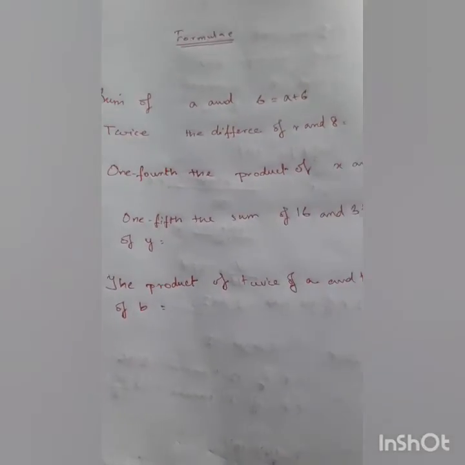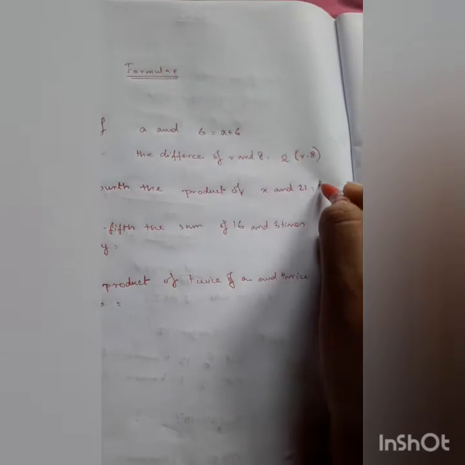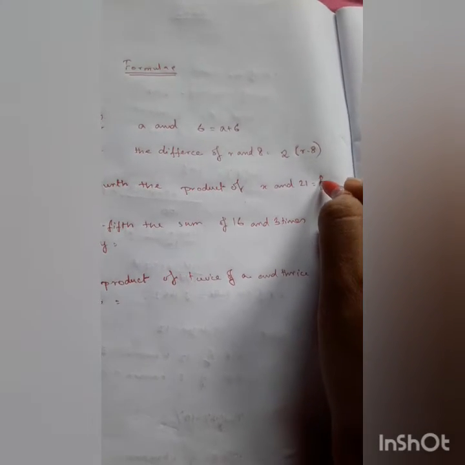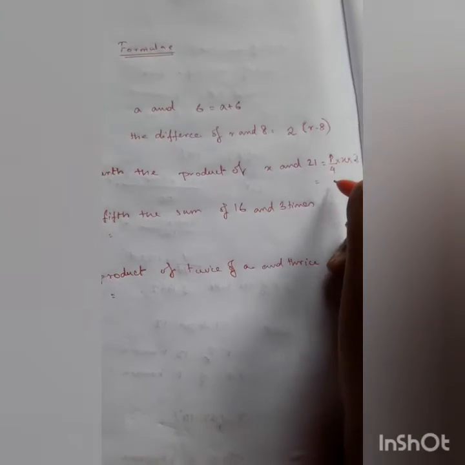See, the basic ones are like this. Sum of A and 6. So you have to add A and 6: A plus 6. Twice the difference of R and 8. So first I am going to write the difference of R and 8, then it's twice, right? One-fourth the product of x and 21. So one-fourth the product of x means 1/4 into x, and product of x and 21. Product means multiplication, so again into 21, which implies 21x by 4.